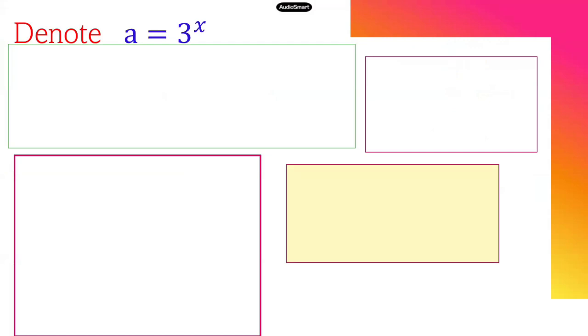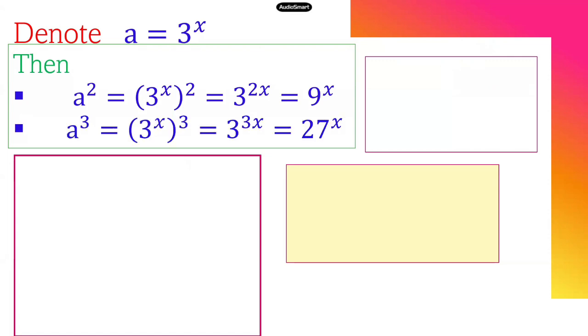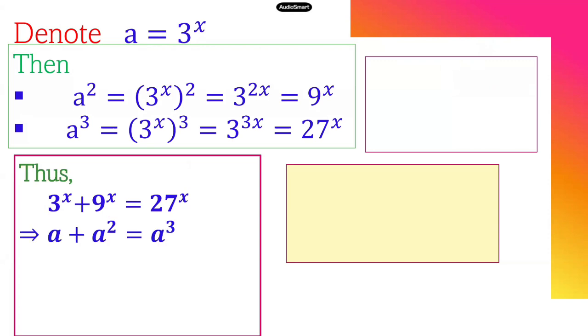First we denote a = 3^x. Then a simple calculation gives you a² = 9^x, and a³ = 27^x. Therefore, the given equation reduces to a + a² = a³. Then rearrange it in this form.